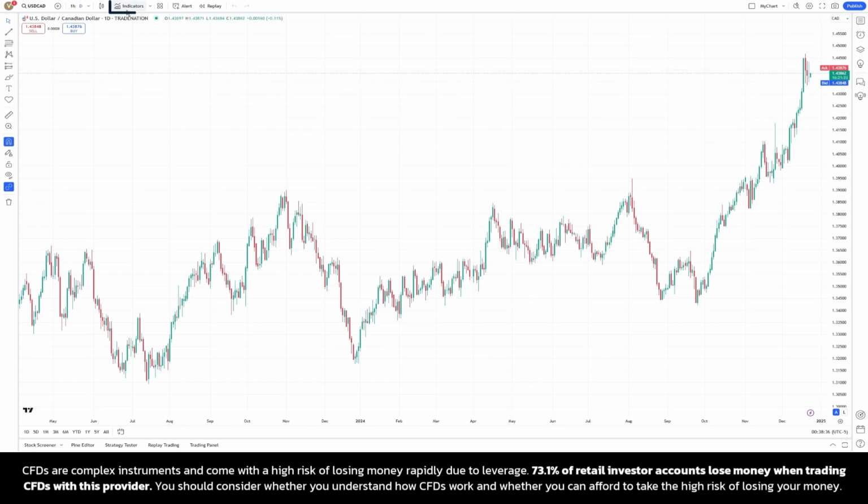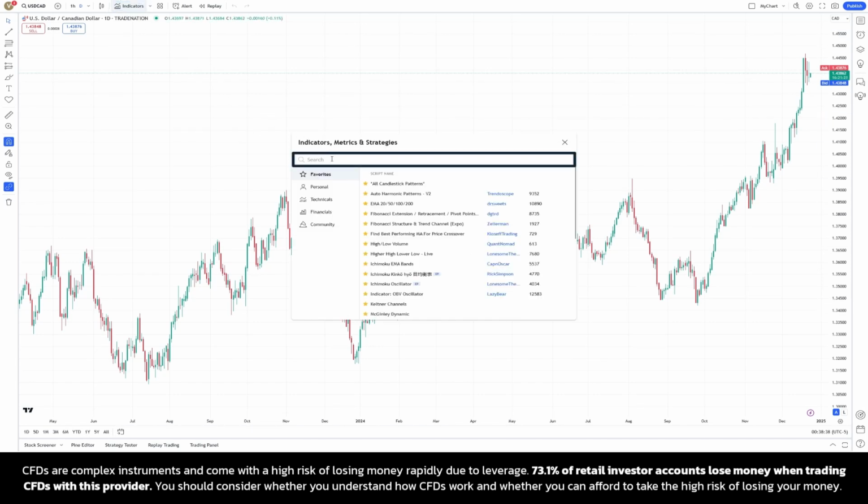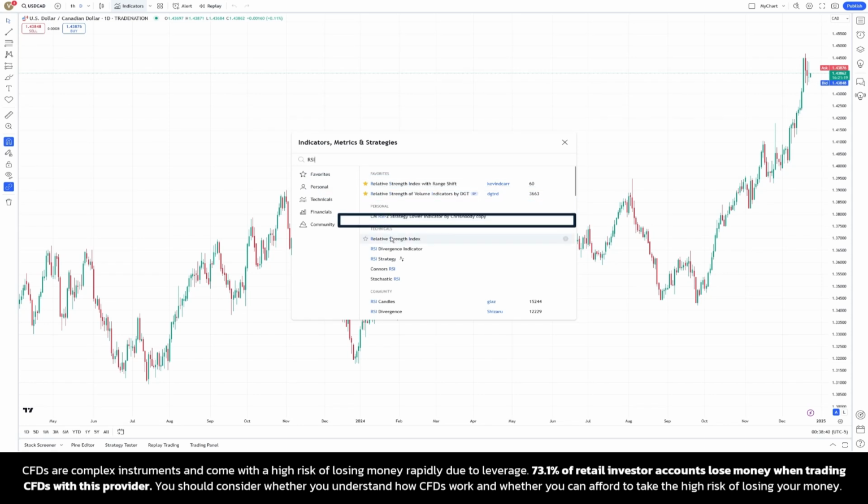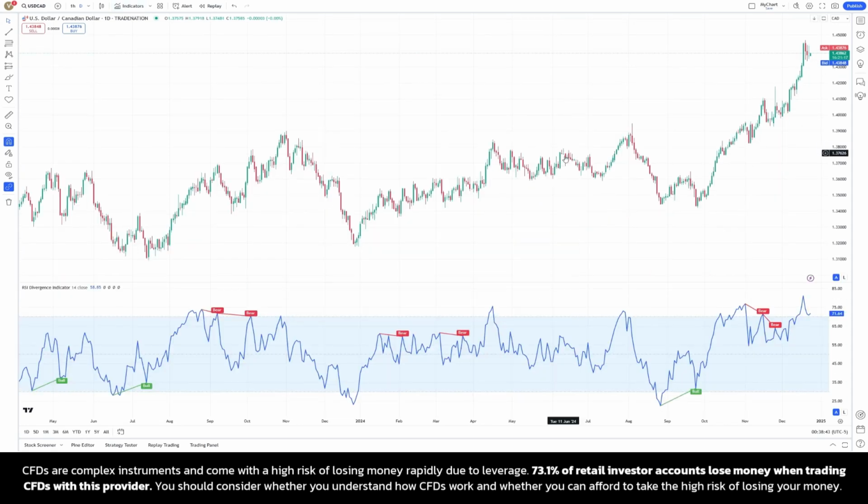To incorporate the indicator to your TradingView chart, simply go to the Indicators menu and search for it. RSI divergence is commonly classified into two types: bullish and bearish.